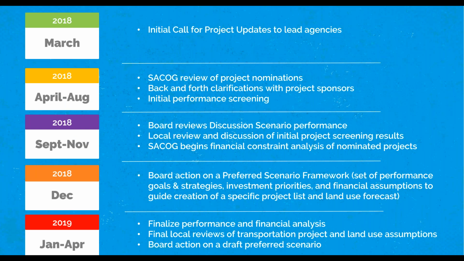So this is a little bit more detailed schedule on exactly what we're working on with you, which is the project list and the call for projects. So in March, we had that initial call for updates to all of our member agencies, to all of you lead agencies for projects. That wrapped up on March 23rd, and since that time, we've been going through doing our review. We have had some back and forth with agencies to clarify that we understood exactly what the projects were, and we've conducted our initial performance screening.